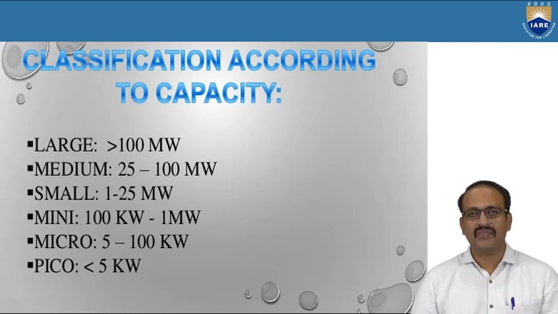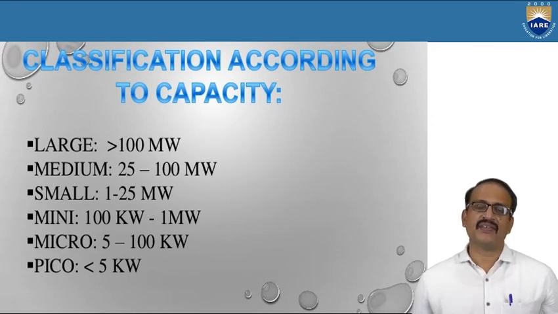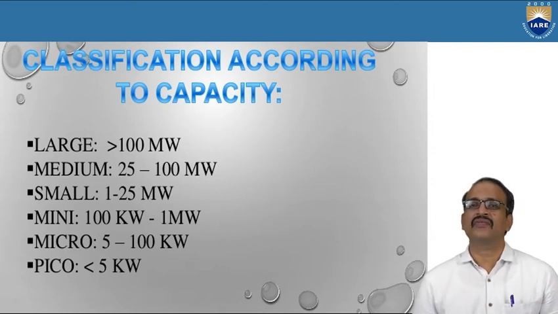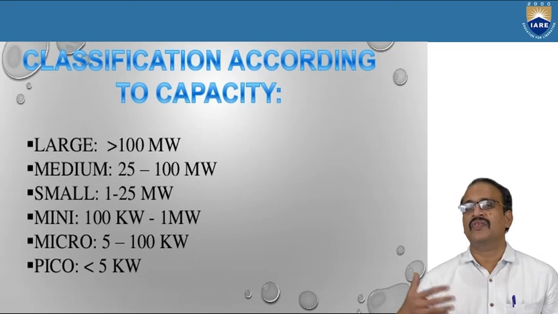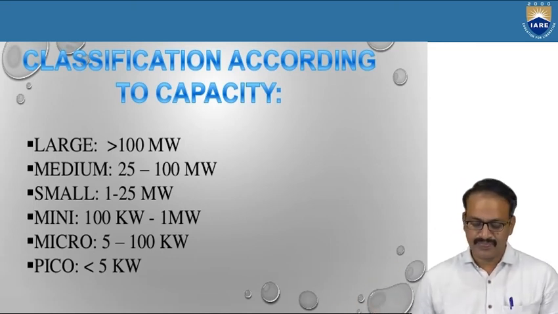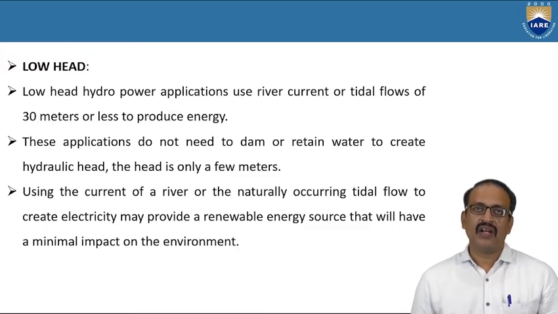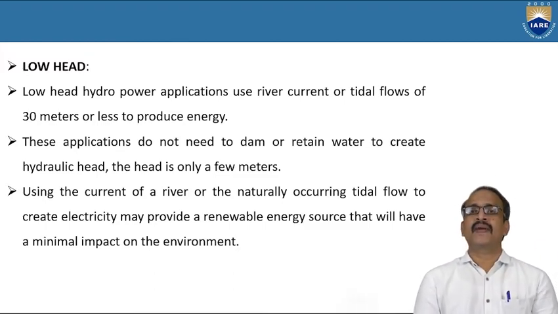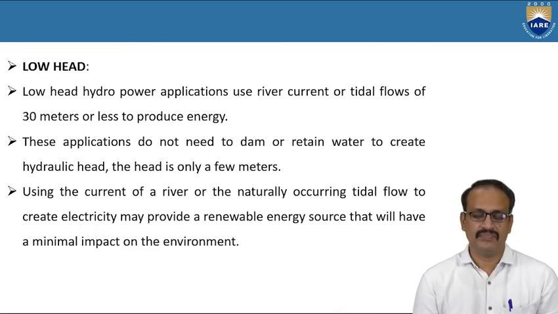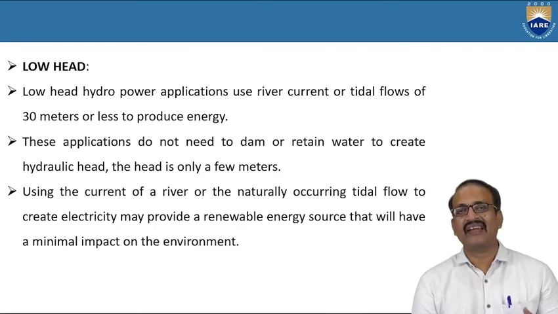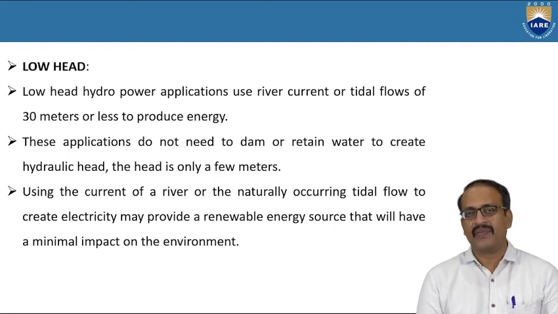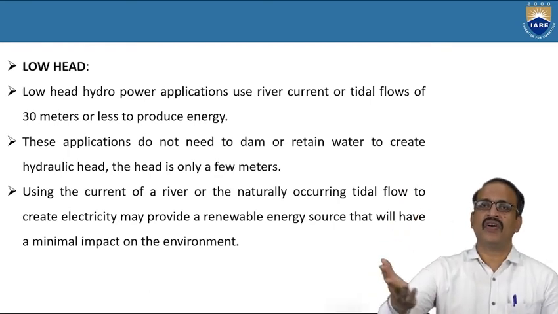So if the storage capacity is more, normally by default you will get good head, and with that good head you will get good output. And next, coming to the classification based on the heads. So the low head dam, why are we calling it a low head? Based on the height from which the water is falling.